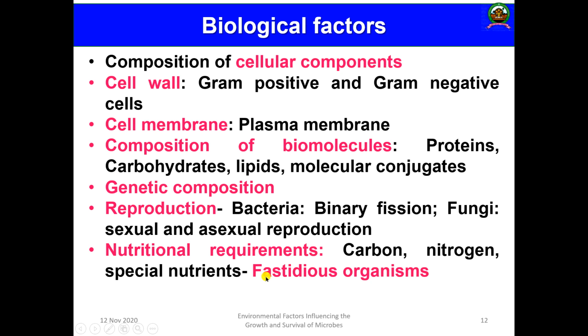Such kind of organisms are known as fastidious organisms. Fastidious organisms are the organisms that require special kinds of nutrients in addition to the normal nutrients for their growth. These are the various biological parameters that are commonly present.